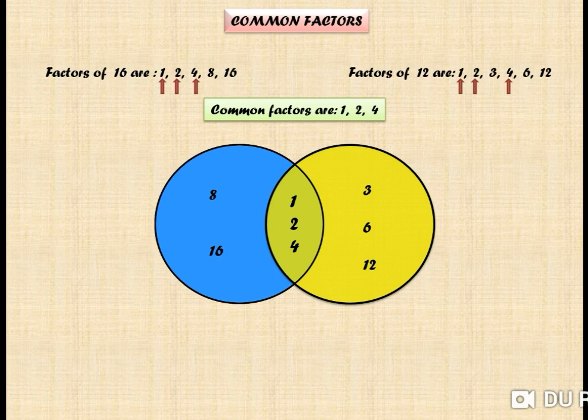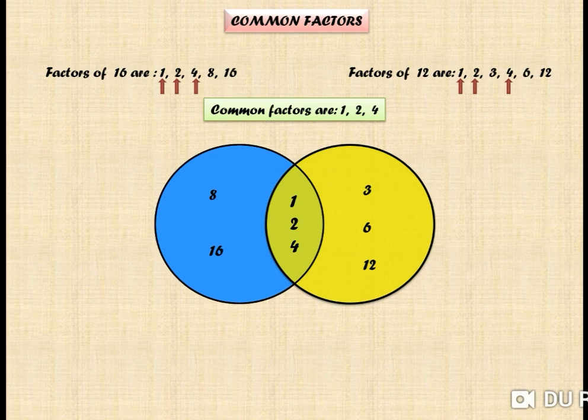Actually, what does the common factor mean? The common factors are the factors which divide both the numbers, means the factors which divide both the numbers without remainder. If we divide the numbers with the common factors, both the numbers will give remainder 0. It means we can divide both the numbers in equal rows or equal groups. That is the common factor.